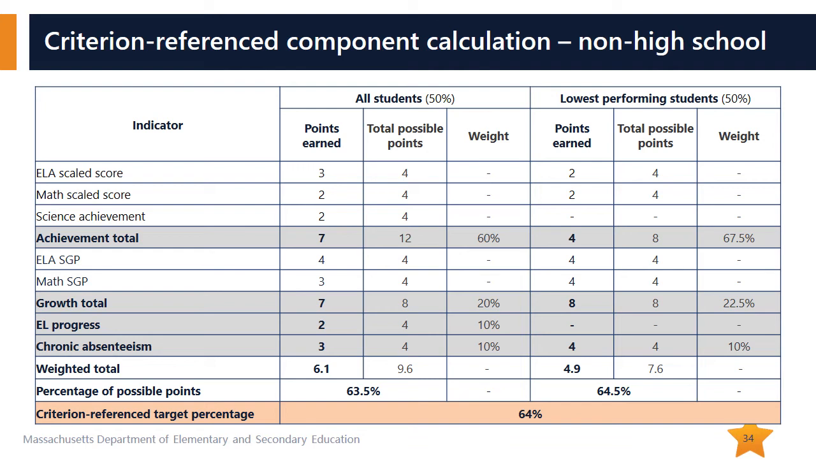You will note that when averaging the percentage of possible points for the all students and lowest performing students groups, this was done equally. That means that the results for the lowest performing students in the school account for half of the school's overall calculation of performance against target.